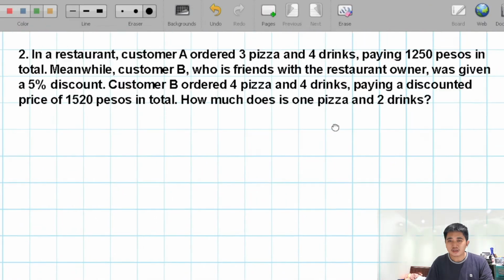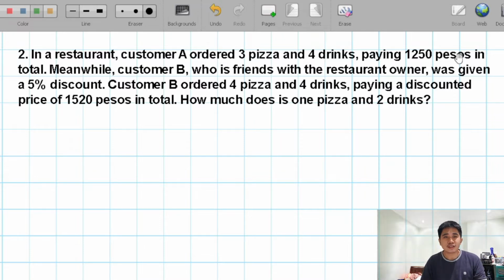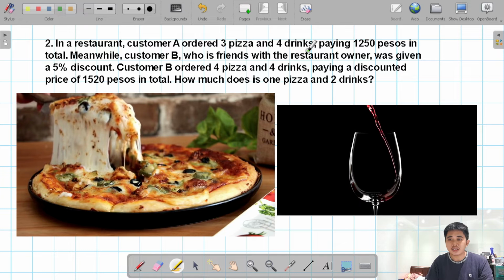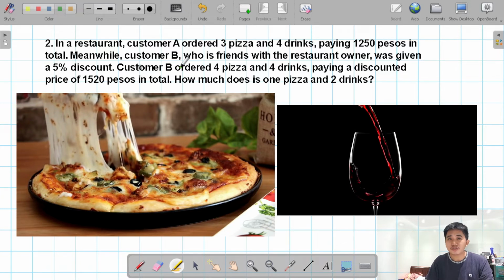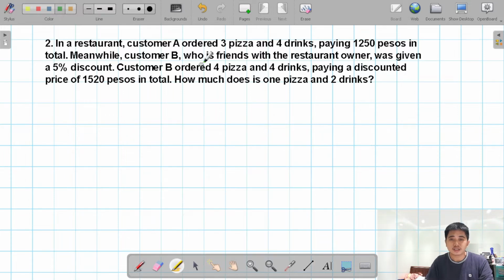So how about this? How do we know that this is a money problem? We have products, the pizza, drinks. We have the payment, 1,250 pesos. So this is definitely regarding money. In a restaurant, customer A ordered 3 pizza and 4 drinks, paying 1,250 pesos in total. Meanwhile, customer B, who is friends with the restaurant owner, was given a 5% discount. Customer B ordered 4 pizza and 4 drinks, paying a discounted 1,520 pesos. How much do 1 pizza and 2 drinks cost?